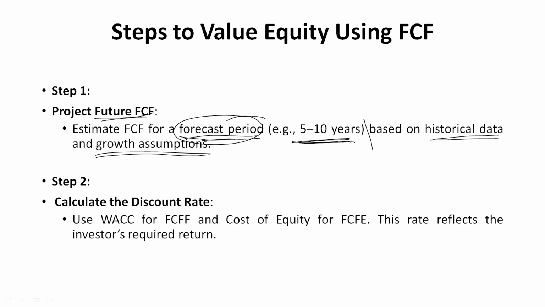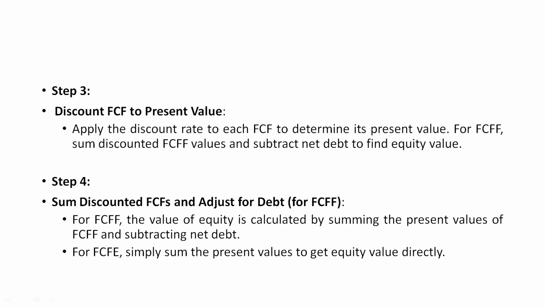Okay, the second step which is involved in calculating it is to calculate the discount rate. So in the previous slide, I told you we can either use a weighted average cost of capital for free cash flow to firm and cost of equity for free cash flow to equity. So why we are using this is because this is considered to be the expected rate of return by the investors.